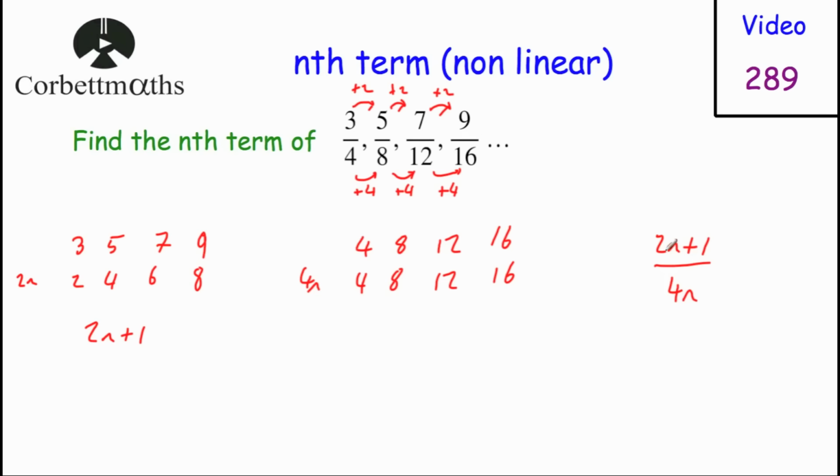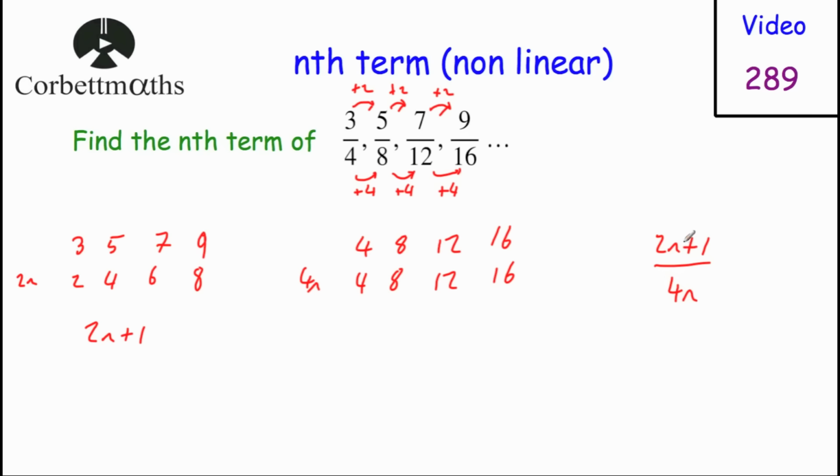So that means the nth term of this sequence would be (2n + 1) over 4n. And let's just check it. Let's look at the fourth term in the sequence. It's 9/16. If we wanted the fourth term, we would substitute n equals 4 into this. So we would do 2 times 4, which is 8, plus 1, 9. And then 4 times 4 for the denominator, which is 16. So that would be it.